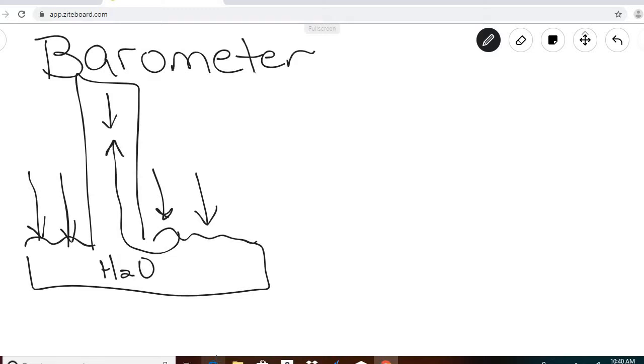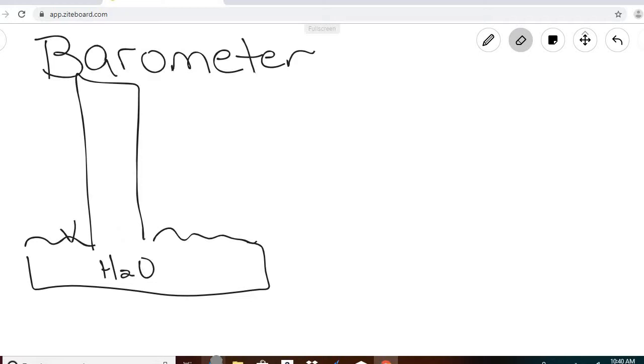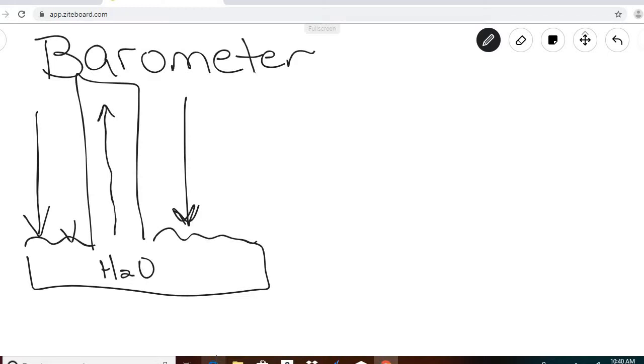So if the amount of pressure in the atmosphere is high, and we'll illustrate that by big arrows, if the amount of atmospheric pressure pressing down on that water is very high, that's going to force the water to move farther up that tube, and therefore the barometric pressure would be higher.